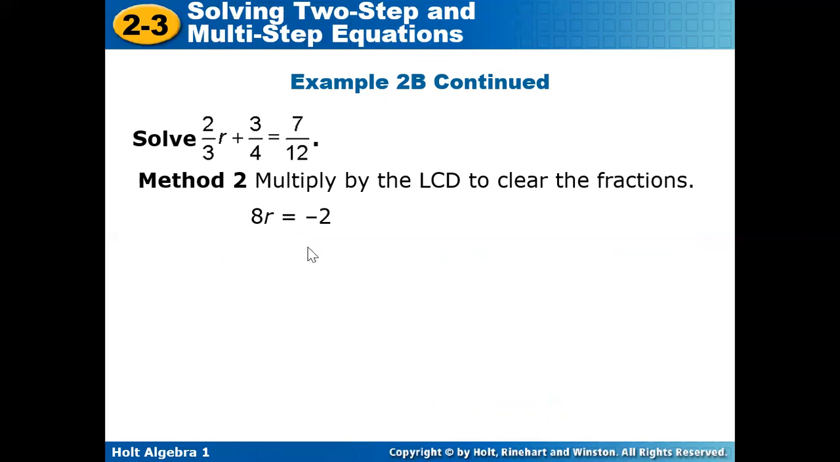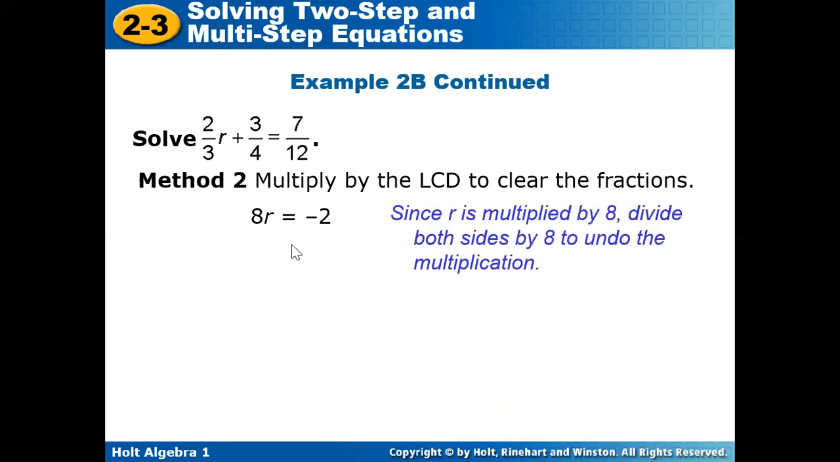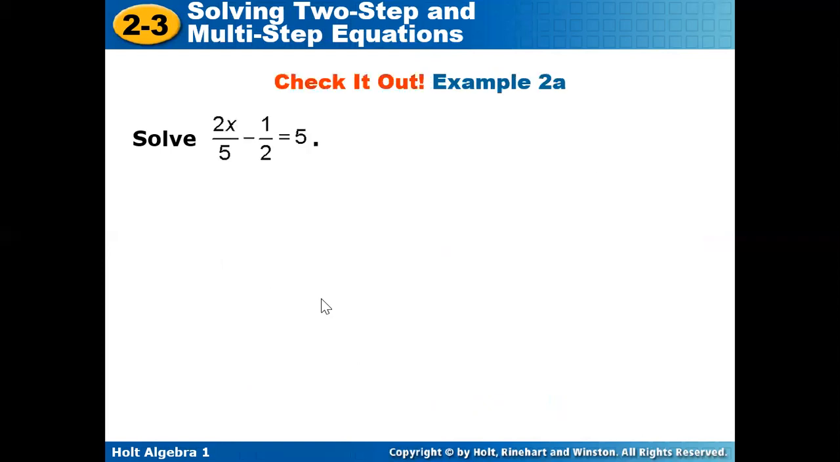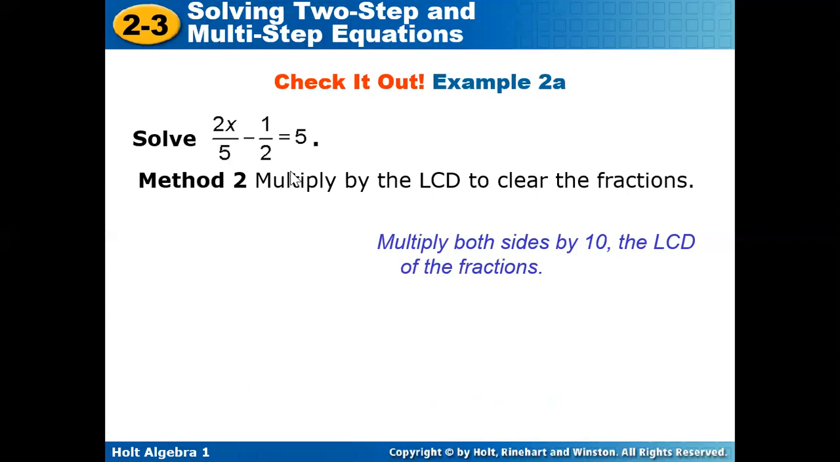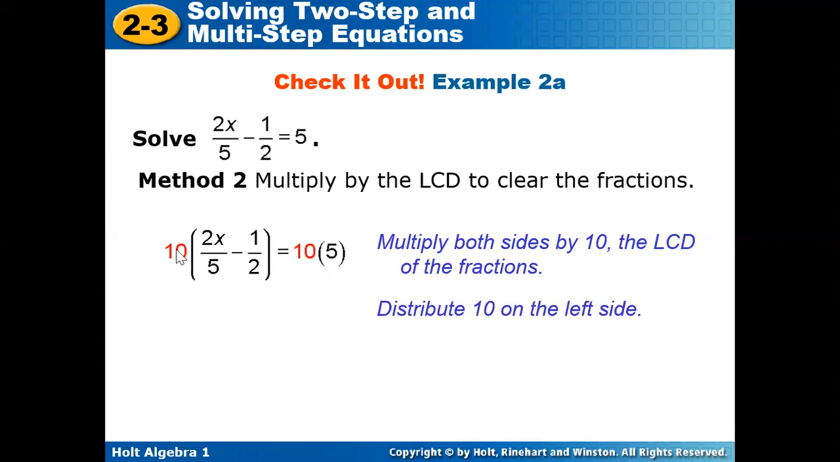Since we're multiplying 8 times r, we're now going to divide by 8, right? These 8s cancel out, give you your r. Negative 2 divided by 8 reduces to negative 1/4. And once again, as before, you can write this as 2/5 times x, right? We can clear out using our lowest common denominator in the same fashion.